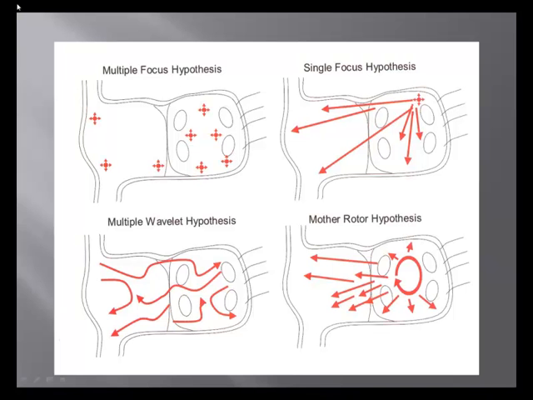There is a lot of research now on the mother rotor hypothesis, which means that electrical activity is anchored against an anatomic site, which anchors it, and there's continuous rotation around it very rapidly, which then sends out electrical signals in a centrifugal direction. Multiple wavelet hypothesis is less popular now.